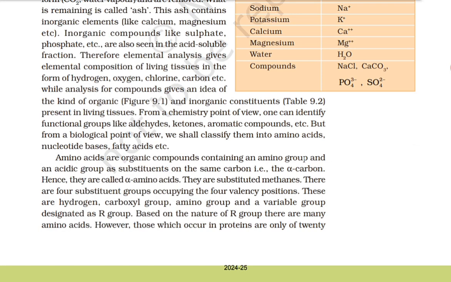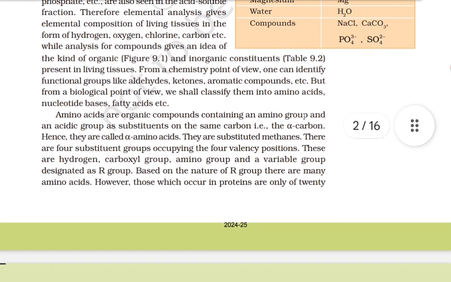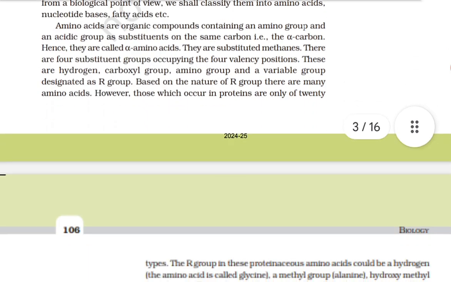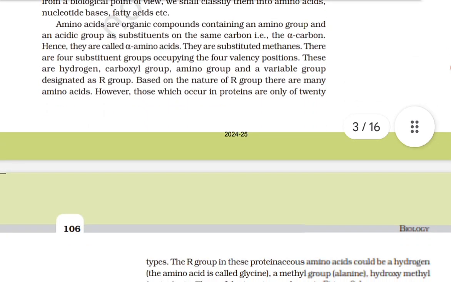List of representative inorganic constituents of living tissue. Component name is sodium, formula Na+; potassium is K+; calcium is Ca2+; magnesium is Mg2+; water is H2O; compounds are NaCl, CaCO3, PO4 3-, SO4 2-.